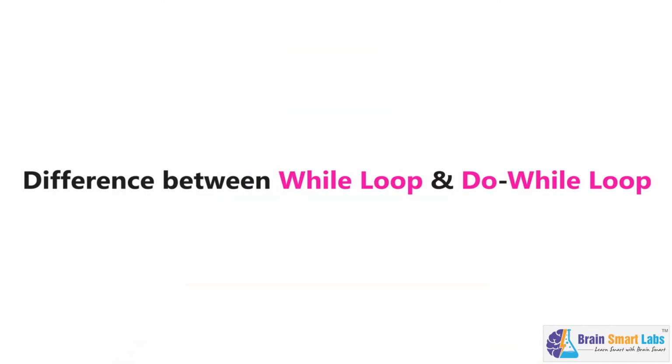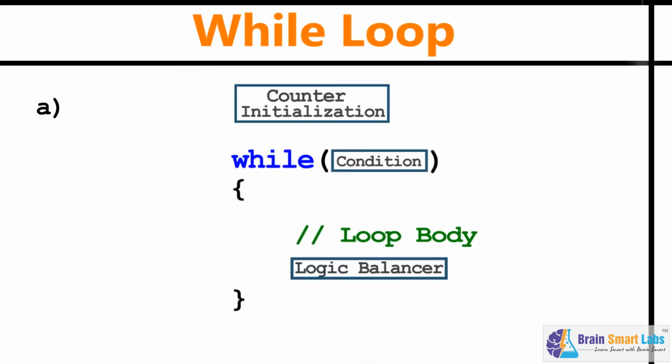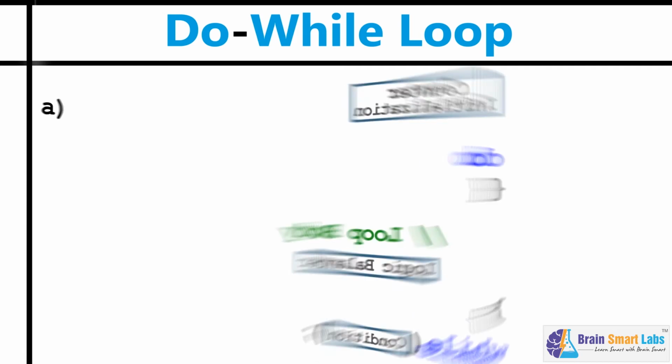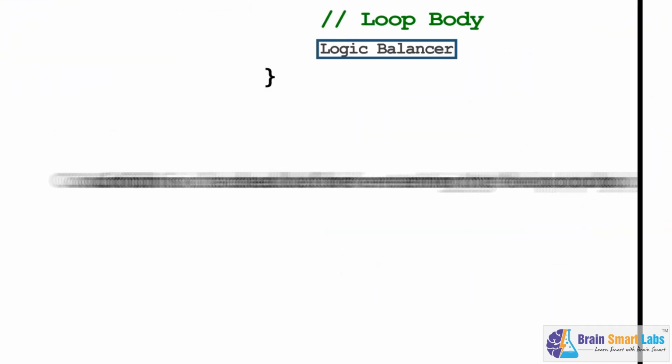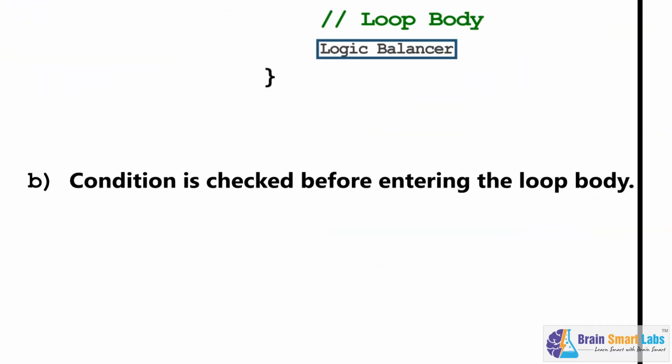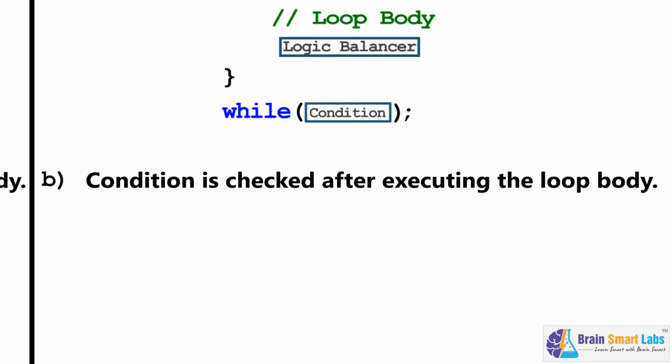Now here is an important interview question for you. What is the difference between a while loop and a do while loop? The structure of a while loop says the looping condition present will be at the entry of a loop body, whereas the structure of a do while loop says the looping condition present will always be at the exit of a loop body. In a while loop, the condition is checked before entering the loop body, whereas in a do while loop, the condition is checked after executing the loop body.